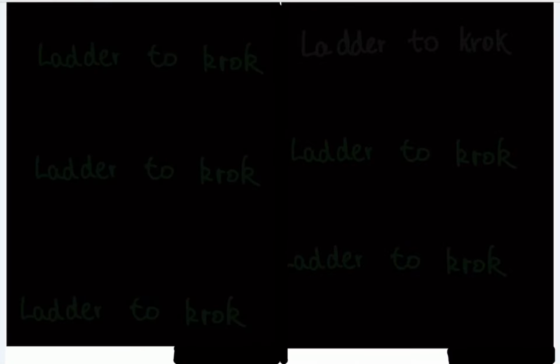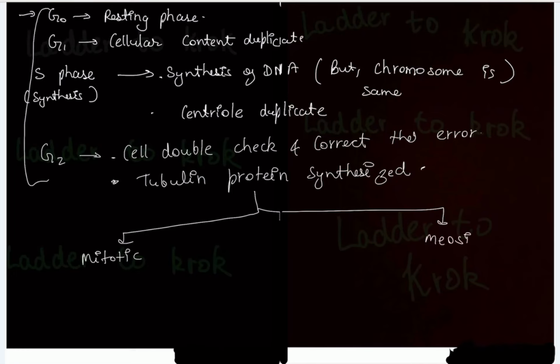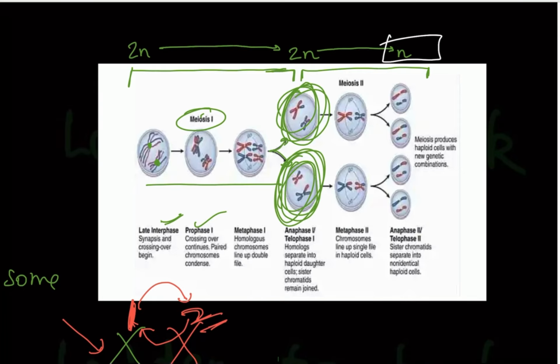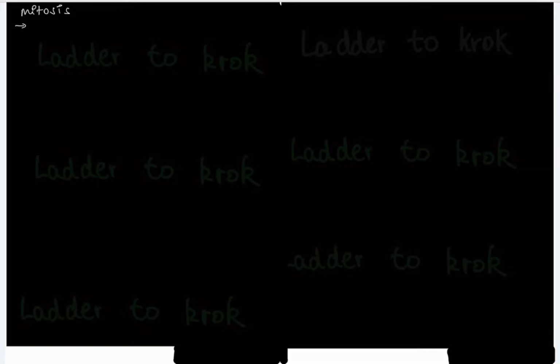mitosis and meiosis. Interphase, as I already told you, is common in both the cells. After interphase there is either mitotic division or meiosis. Meiosis is also known as reductional division. Why reductional? Because in this the haploid is forming. Now, after interphase, what is the phase? That is mitosis and meiosis.